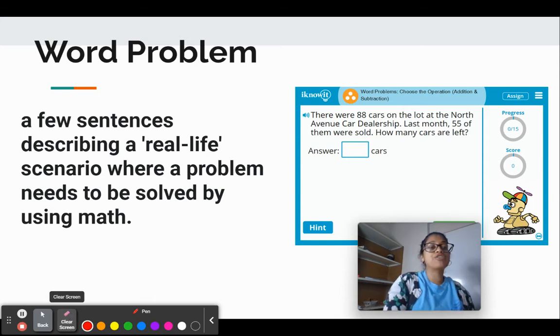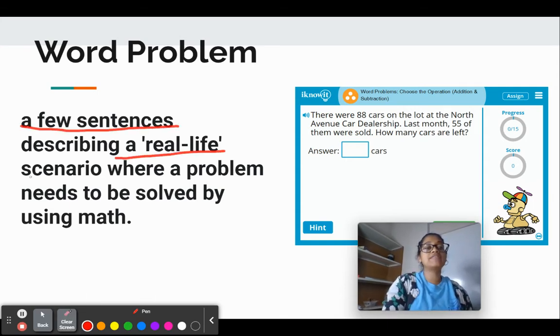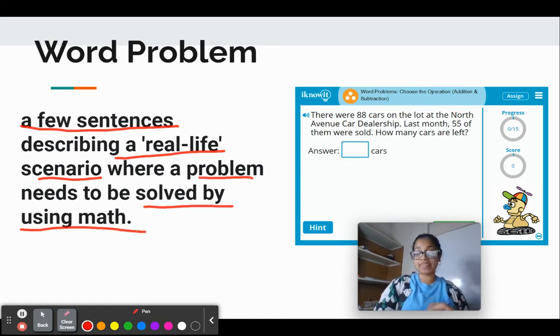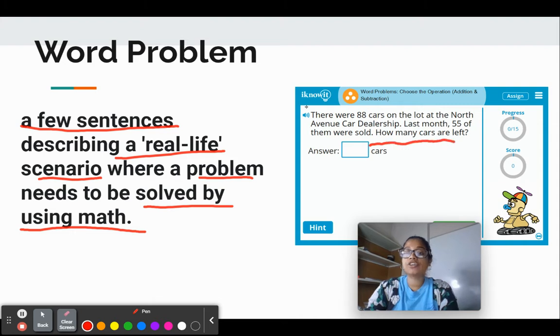So a word problem is a few sentences describing a real life scenario where a problem needs to be solved by using math. So we have our example right over here, right? It says there are 88 cars on the lot at the Northern Avenue car dealership. Last month, 55 of them were sold. How many cars are left? So we need to solve that problem of how many cars are left. And in order to do that, we need to use math. So that is what a word problem is. It's giving us a few sentences or a story or a scenario, and we have to solve it.